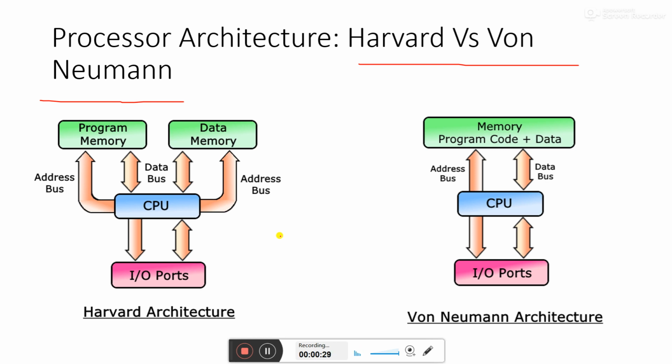First, let's see about the Harvard architecture. Harvard architecture has the CPU and input output devices. Now there is a memory. I told you in my last lecture that in the Harvard architecture there is separate program memory and data memory; both are different in the Harvard architecture.